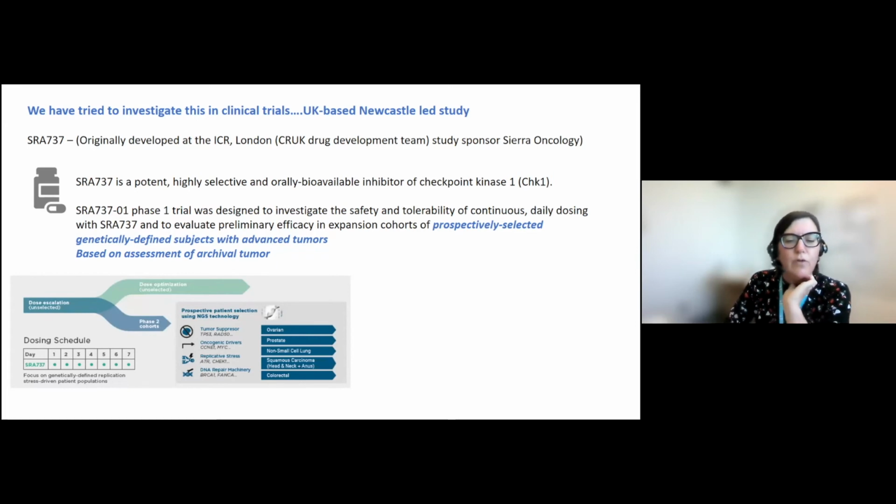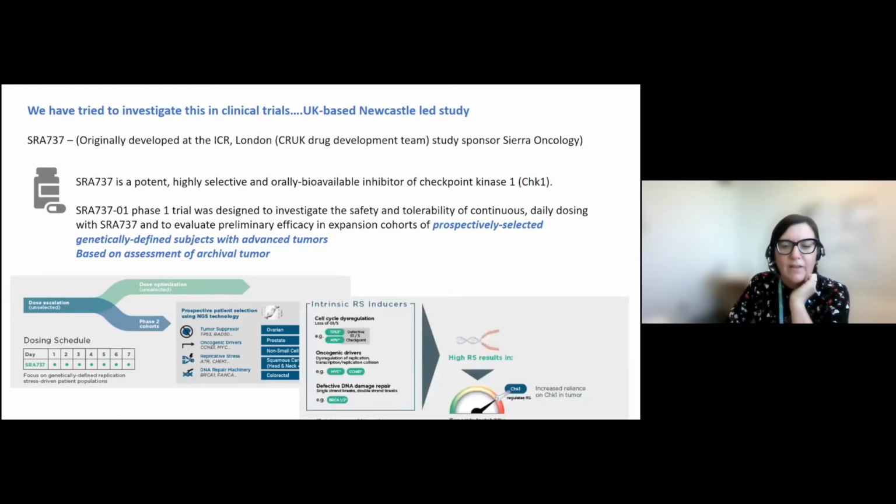So we looked at ovary, prostate, non-small cell lung cancer, squamous cell carcinomas, which included anal cancers and head and neck patients, and colorectal. And they had to have, in their Foundation Medicine 1 archival tumor assay, markers of replicative stress. So things I've already talked about, such as MYC amplification or cyclin E1 amplification, P53 mutation for high-grade serous, and obviously BRCA were also enriched in this patient population.